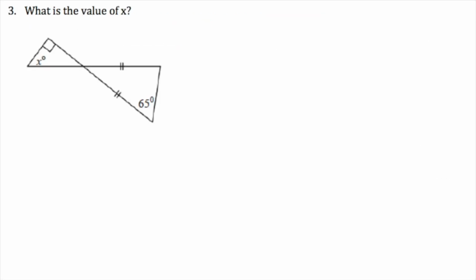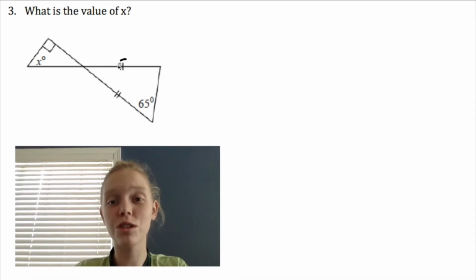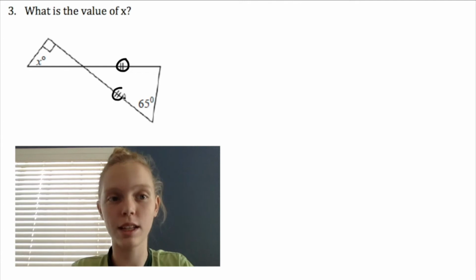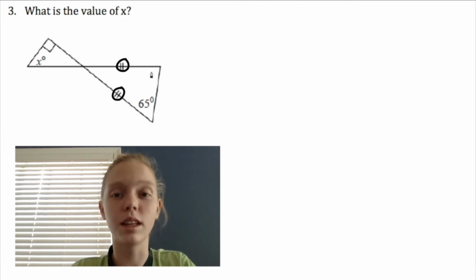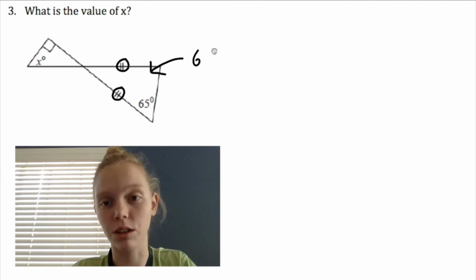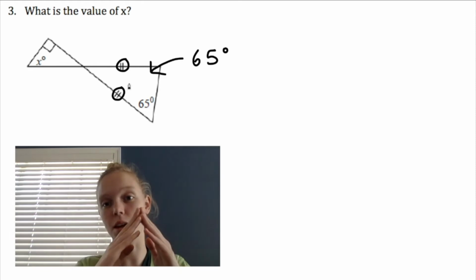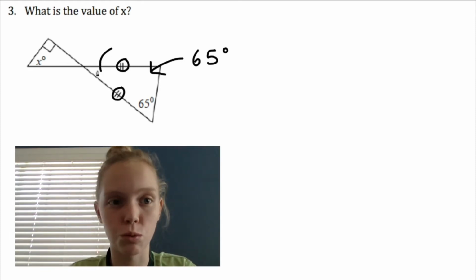Problem 3 asks us to find an unknown value, x. In order to do this problem, the first thing you're going to want to notice is that these two sides are congruent, meaning that this is an isosceles triangle. So the two base angles, meaning the angle that isn't at the intersection of the two sides that are the same, both of those two base angles will always be the same.